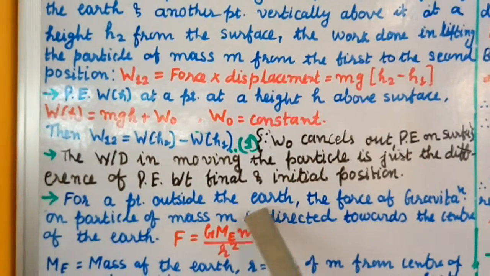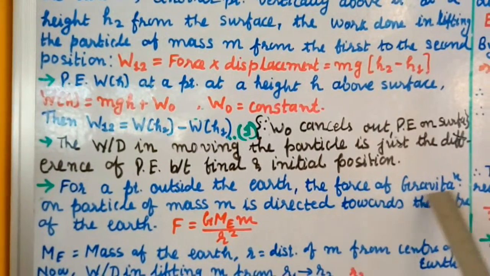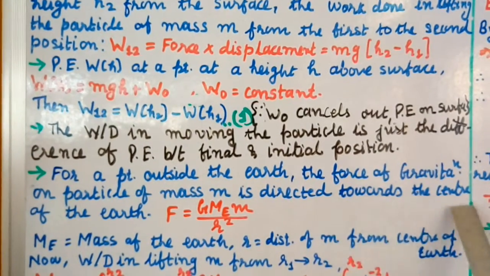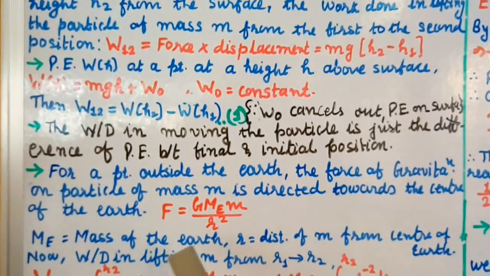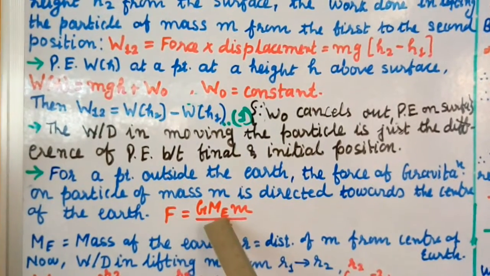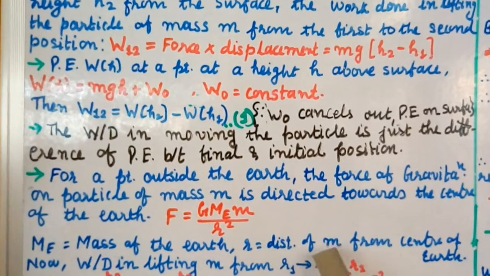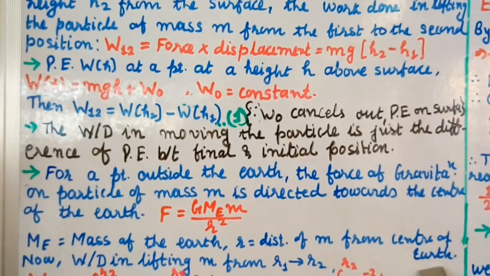For a point outside the earth, the force of gravitation on a particle of mass m is directed towards the center of the earth and the magnitude is given as F equal to G M_E m by r square, where M_E is the mass of the earth and r is the distance of mass m from the center of the earth.